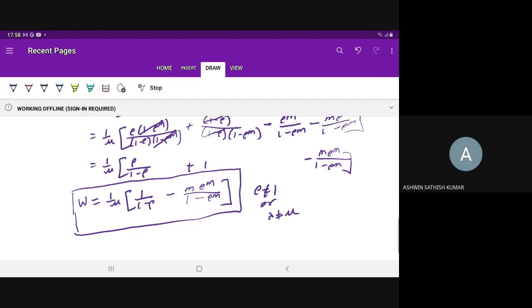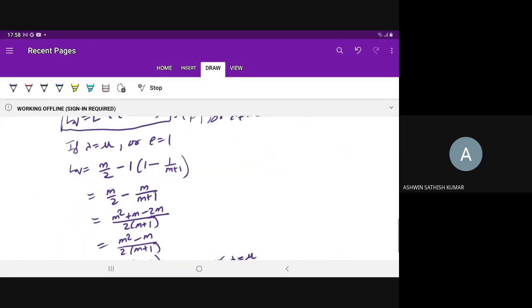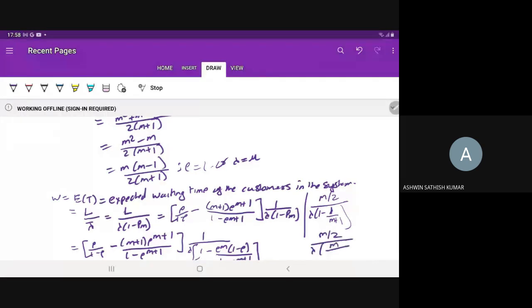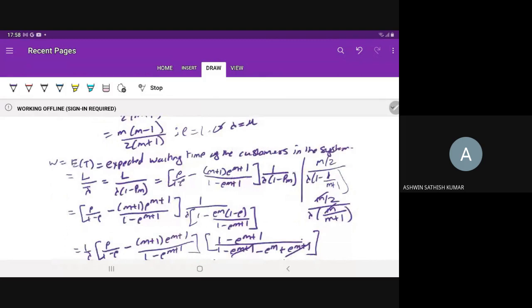And when lambda is equal to mu, directly you know the formula. When lambda is equal to mu, at that time L is equal to what? L is equal to m by 2, right? Lambda times 1 minus 1 upon m plus 1. So whatever the solution comes, accordingly you write. That is the value of the W in this case. So it will become m by 2 upon lambda m upon m plus 1. So m and m cancel out. This will become m plus 1 upon 2 lambda. So that is the W in case rho is equal to 1. Clear?